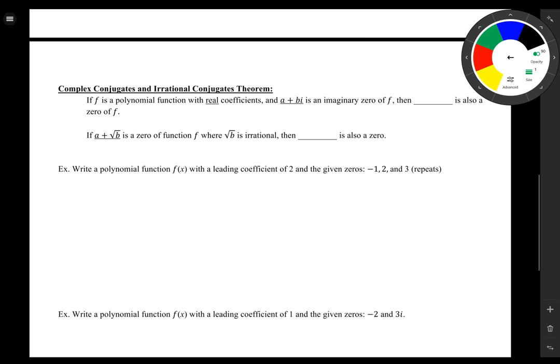Right. Rounding out the section on the back page is what is known as the complex conjugates and irrational conjugates theorem.